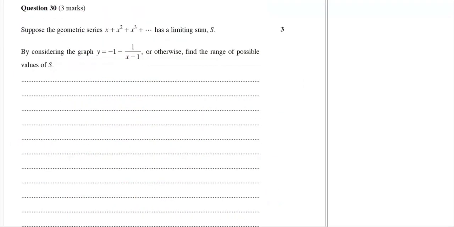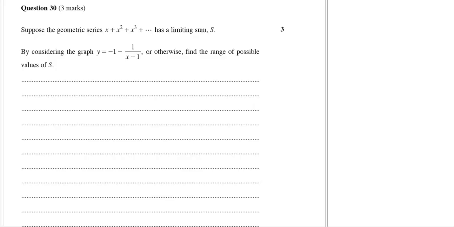Question 30. Suppose the geometric series x plus x squared plus x cubed and so on has a limiting sum s. By considering the graph y equals minus 1 over x minus 1, or otherwise, find the range of possible values of s. Pause here to try yourself.